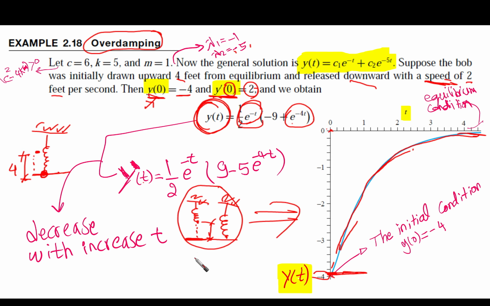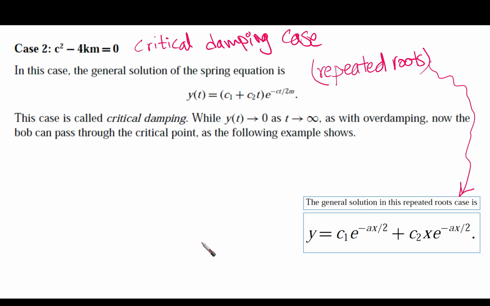Now let's go to the next case, where c squared minus 4km equals 0. This is the second case, and we call it the critical damping case. In this case, the general solution of the spring equation is going to be y of t equals c1 plus c2t times e to minus ct over 2m.